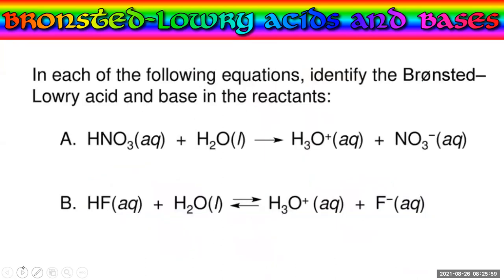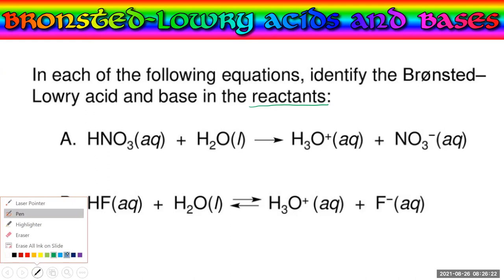All right, what we're going to do now is a worked example. I want you to pause the video and work out in this particular example which is the Bronsted-Lowry acid and which is the Bronsted-Lowry base. And I just want you to do this for the reactants. All right, how did you go?